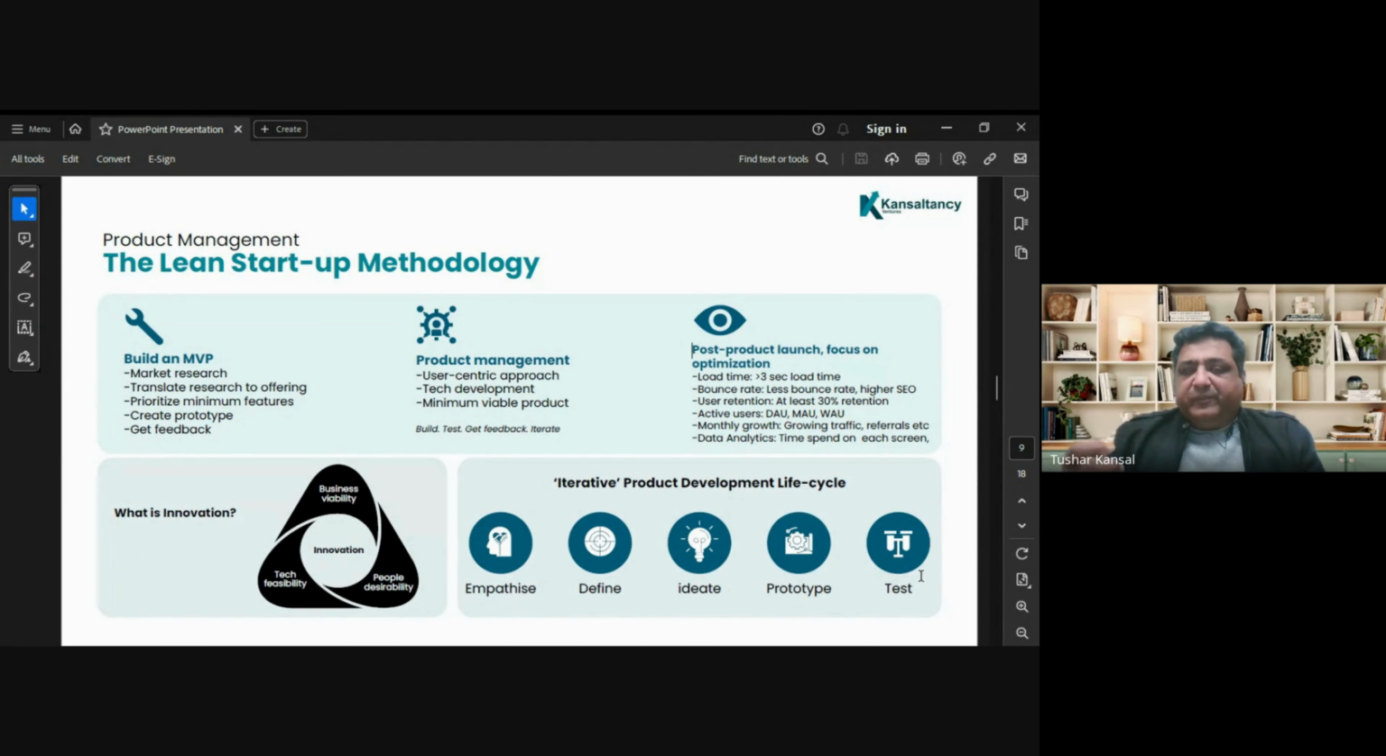Now, what is innovation? Innovation comprises three things: business viability, technology feasibility, and people desirability. Business viability. Suppose, this guy came to me, he said, we can do crypto mining in space because the energy of the sun is available. It is uninterrupted energy, and crypto mining requires a lot of energy. So, he was thinking from a typically scientist perspective. But, what is the cost of setting up that whole apparatus in space? It is mind boggling. So, that business viability has to be there. Second, people desirability.